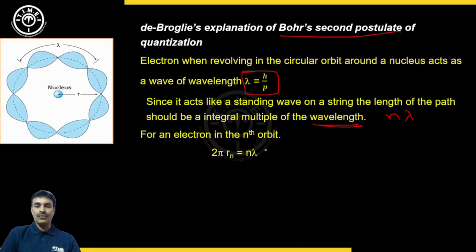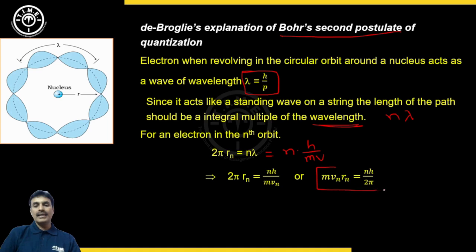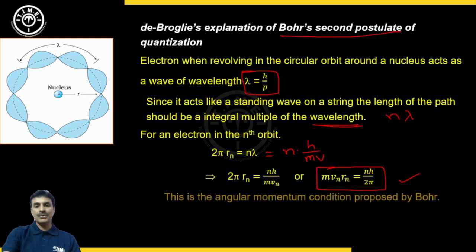So n lambda would become n into, for lambda you can write h by mv, isn't it? Now rearranging this, mvr comes out to be nh by 2 pi. mvr is equal to nh by 2 pi, where mvr is nothing but the angular momentum. Angular momentum is an integral multiple n times h by 2 pi. That's what is the second postulate, isn't it? Bohr's postulate. So this is the angular momentum condition proposed by Niels Bohr.